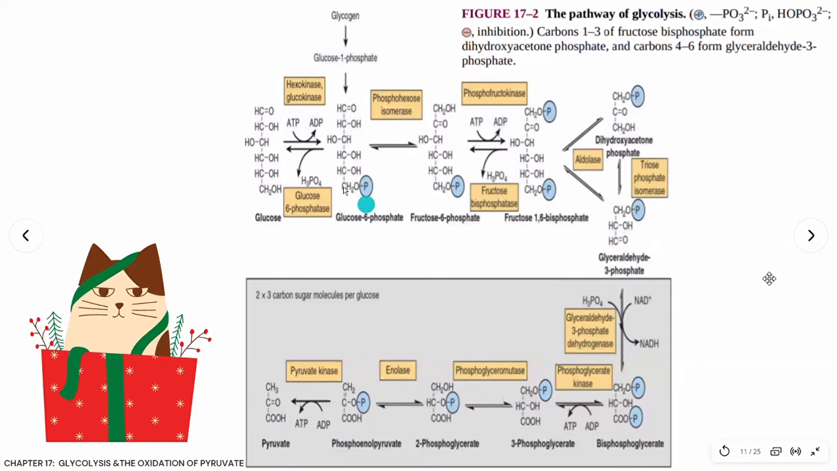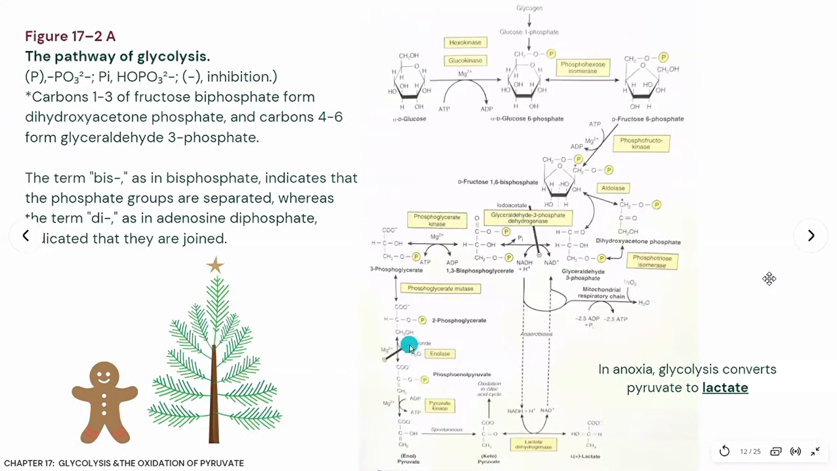So how many reactions do you have here? 1, 2, 3, 4, 5. The first 5 reactions will produce glyceraldehyde 3-phosphate. Now the next reactions, another set, 1, 2, 3, 4, 5 enzymes. You convert glyceraldehyde 3-phosphate now to pyruvate.